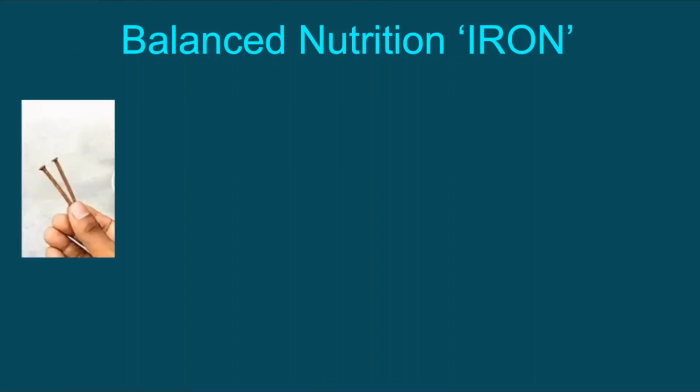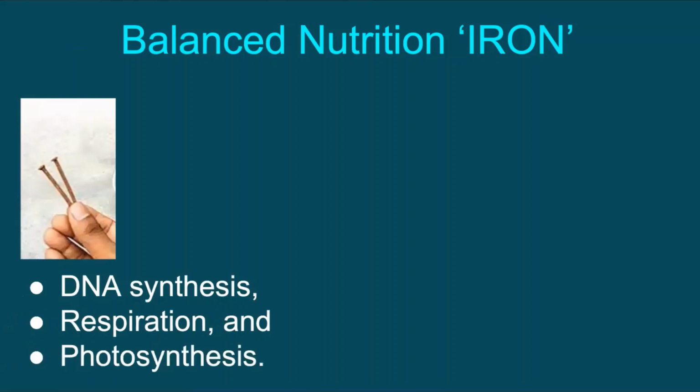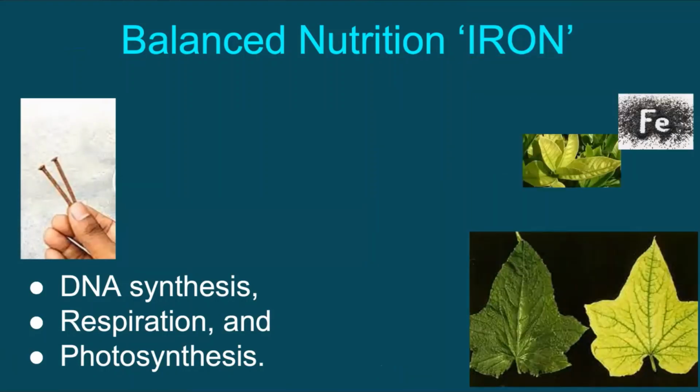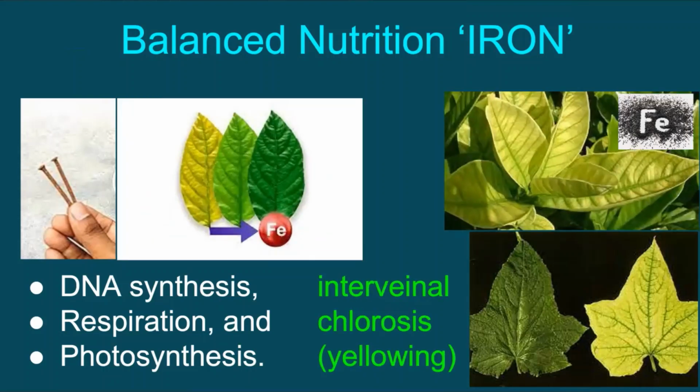The next important micronutrient is iron. Iron is essential for almost all living organisms. It plays a crucial role in metabolic processes such as DNA synthesis, respiration, and photosynthesis. Iron also assists in nitrate and sulfate reduction and energy production within the plant. Iron deficiency is expressed as interveinal chlorosis of new leaves, that is, leaves are yellow with green veins.